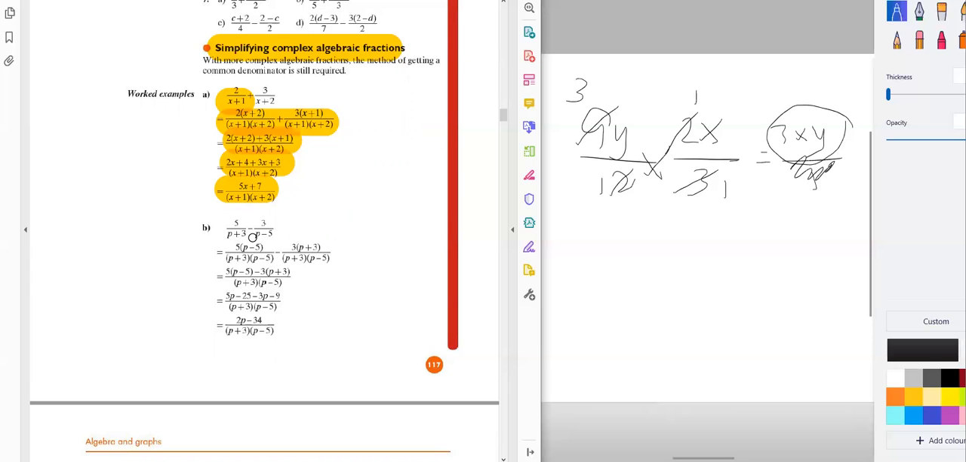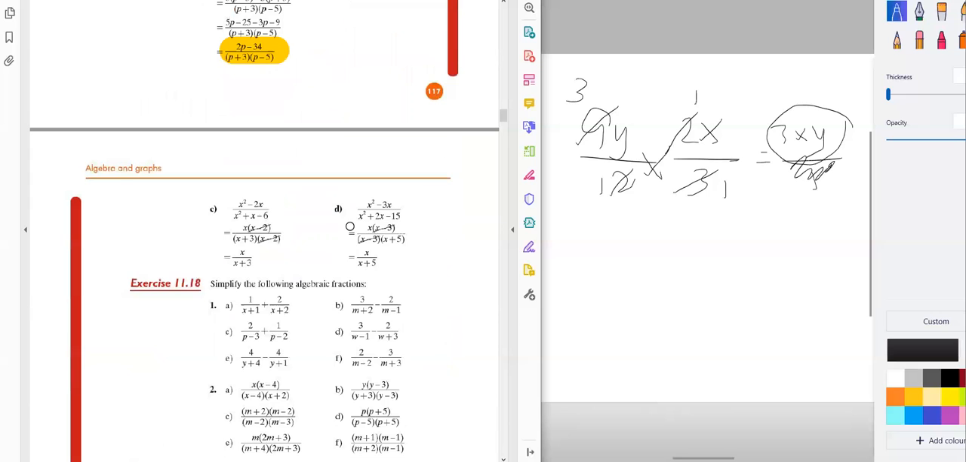So p plus 3 is going to times p minus 5. You can see two brackets here. Please put brackets for each of them. Then 5 will multiply p minus 5. Then 3 will multiply p plus 3. After that, you combine it, then expand it, simplify it, and in the end is your final answer. Okay, these are very good examples here.